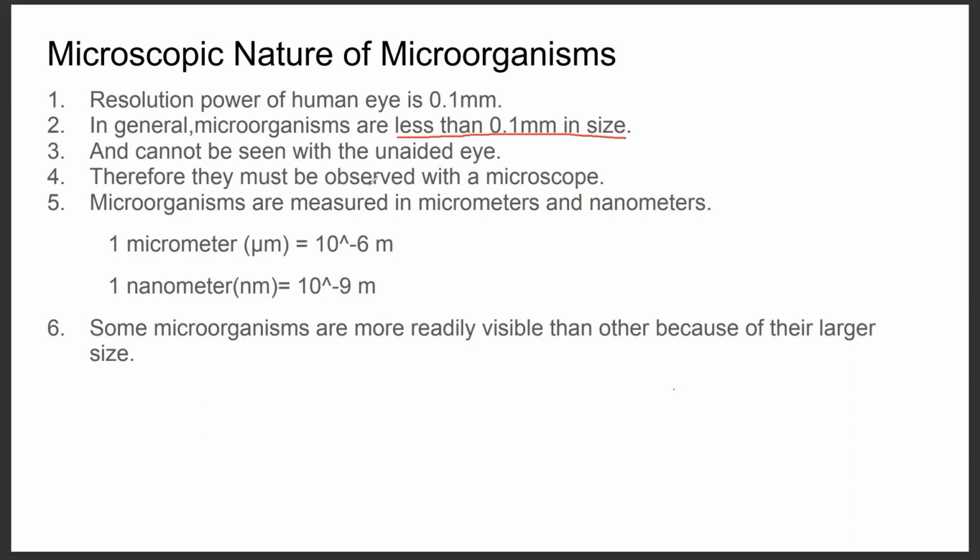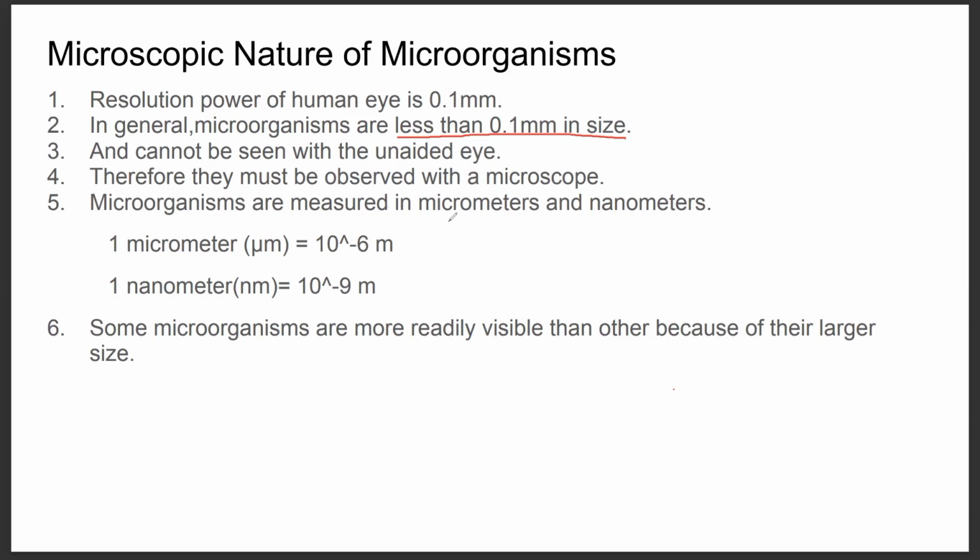Therefore, they must be observed with a microscope, right? What is the instrument we use to observe microorganism? Microscope. It can be a simple microscope. Simple microscope means the hand lens, right? Then compound microscope, then electron microscopes.